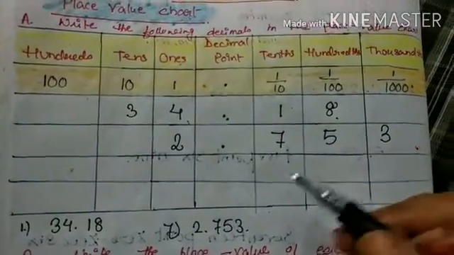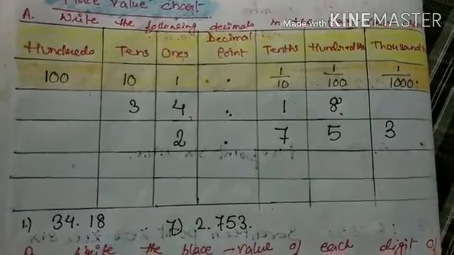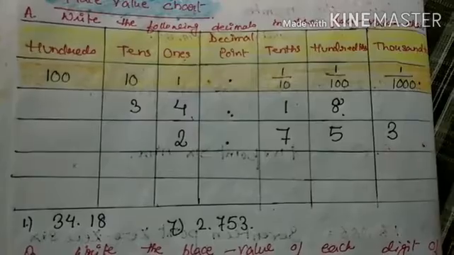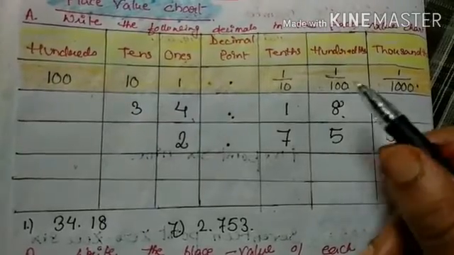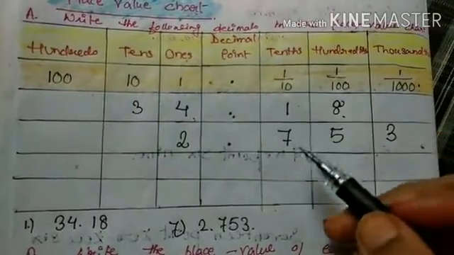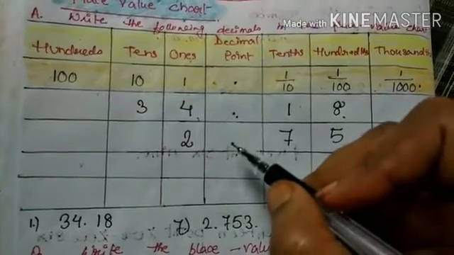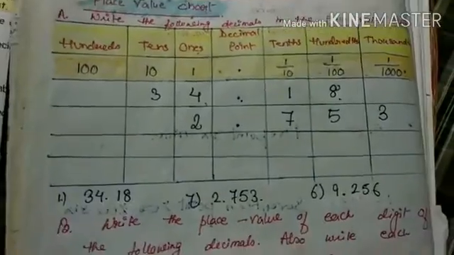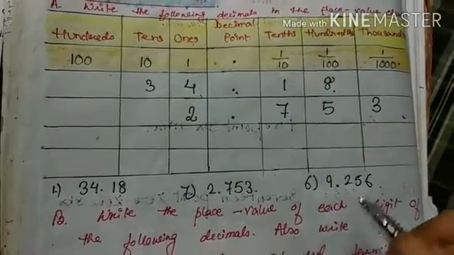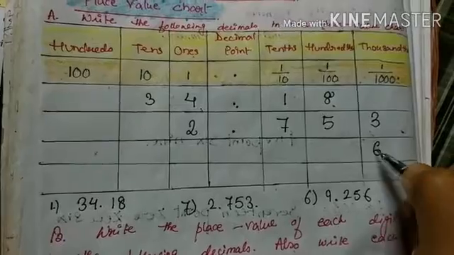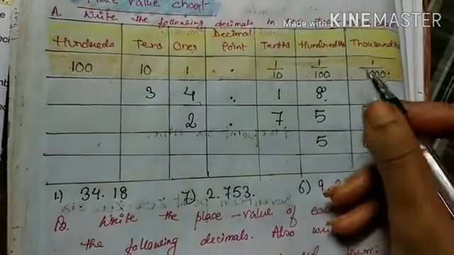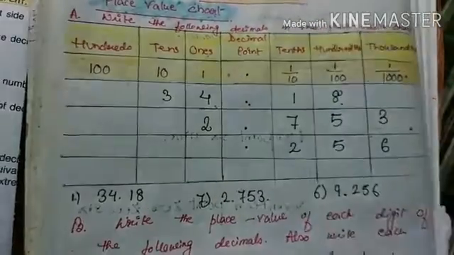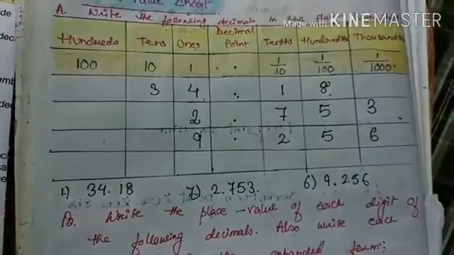Now 2.753. 3 in the thousandths place, because there are 3 decimal places. Now 5 in the hundredths, 7 in the tenths, and then put the decimal point and 2 in the ones place. Now the number is 9.256. So 6 in the thousandths, then 5 in the hundredths, then 2 in the tenths, put the decimal point and then 9 in the ones place.